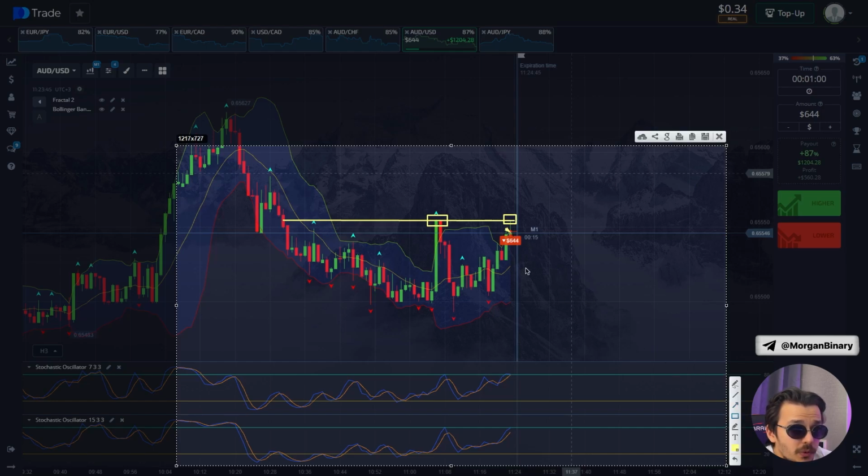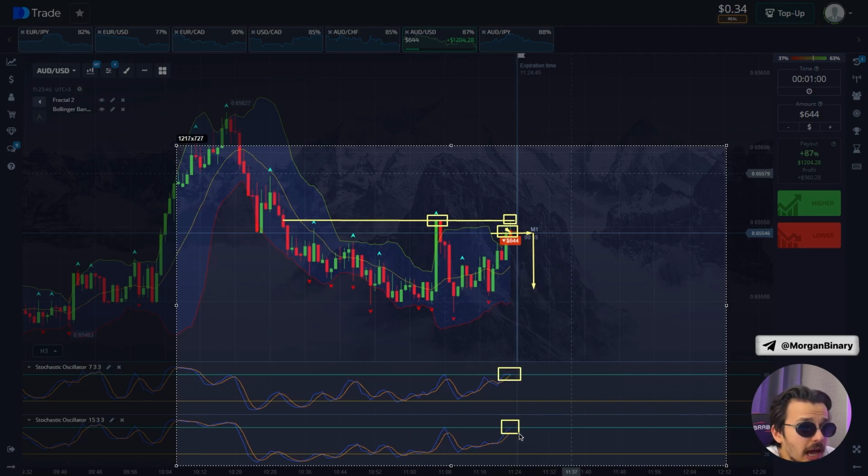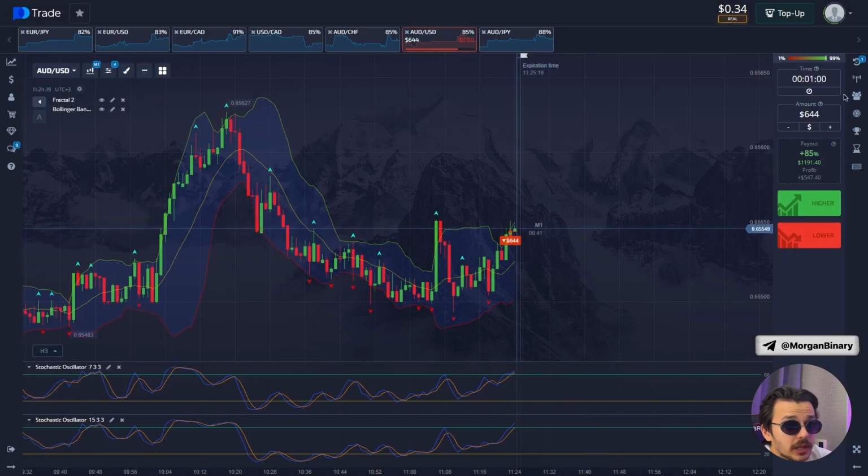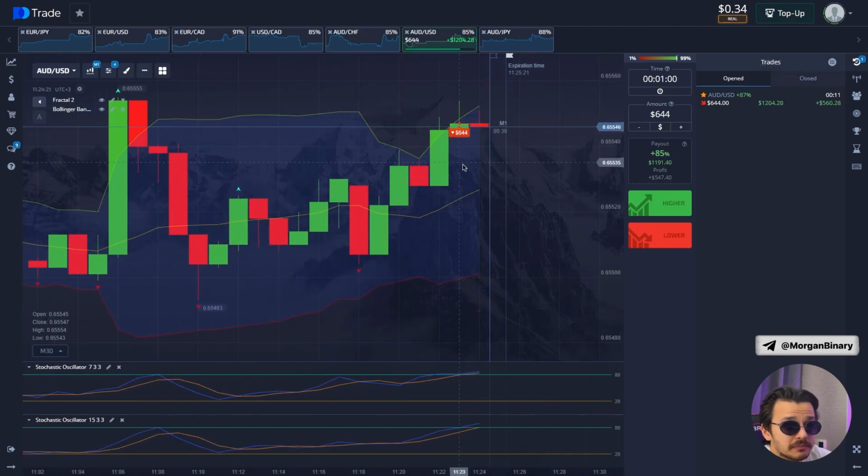Also, the upper moving line has been touched at this point. And we open down again. Also, we see the upcoming bounce from the overbought area on our oscillators. So the trade here is open on the downside. So let's watch the result.